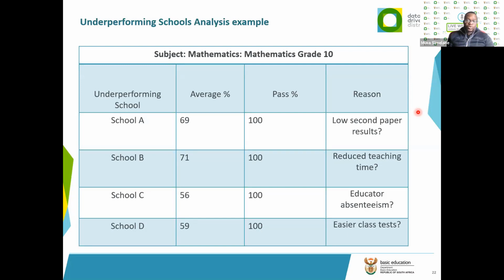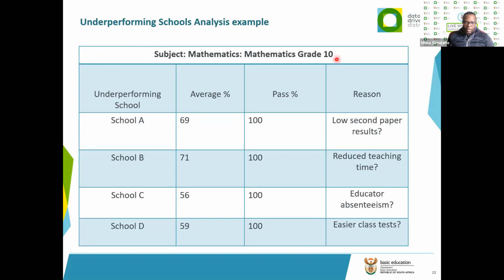To say to yourself, what is the performance of the subject? Or in other words, for example, in this case, what are the bottom 4 performing schools in either my circuit or district? So I'll use district. So in my district, which are the schools that are underperforming in my subject? Let's just say the subject I'm interested in is mathematics in grade 10.